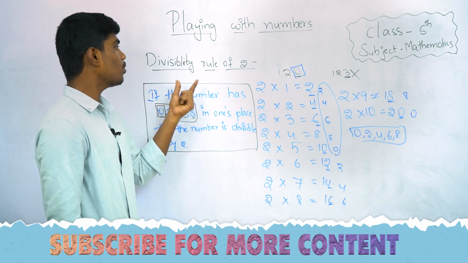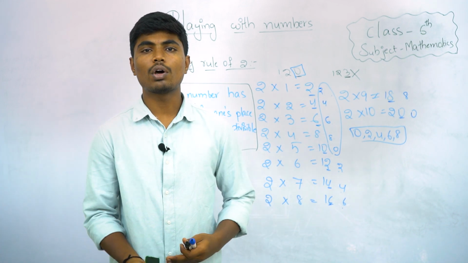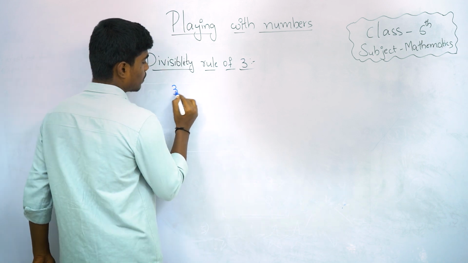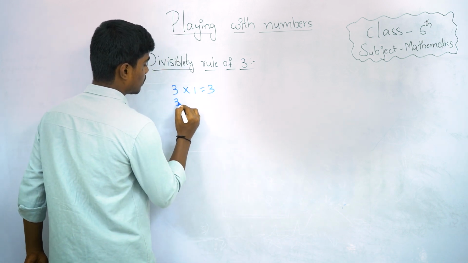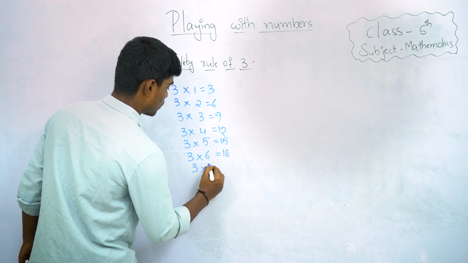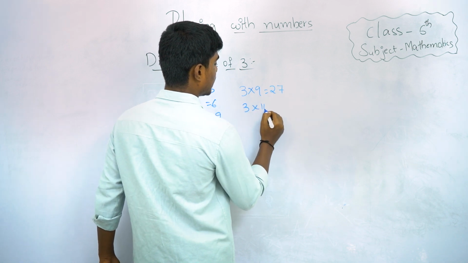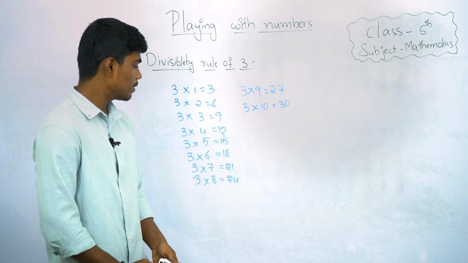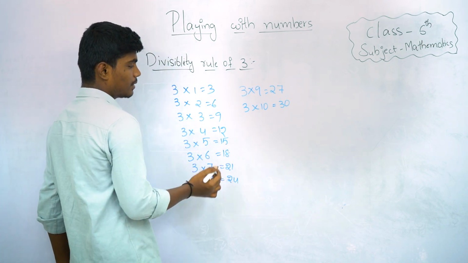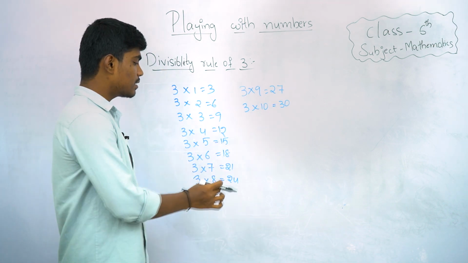Now you came to know the divisibility rule of 2. Now let's discuss the divisibility rule of 3. First let's write the 3 table. 3 ones are 3, 3 twos are 6, 3 sixes are 18, 3 sevens are 21, 3 nines are 27, 3 tens are 30. These are the multiples of 3. Now let's add the digits of each number.